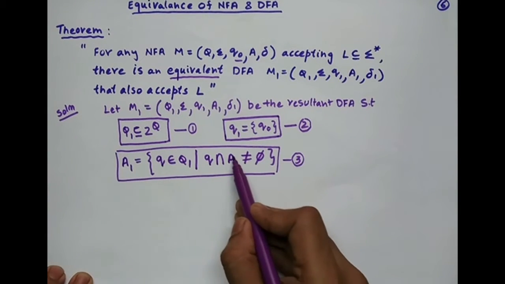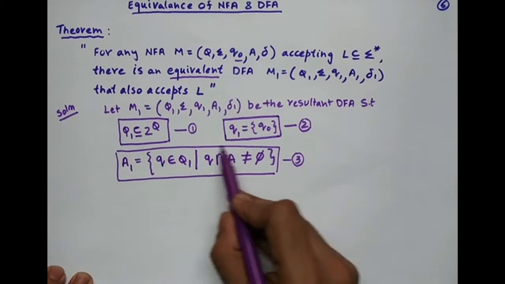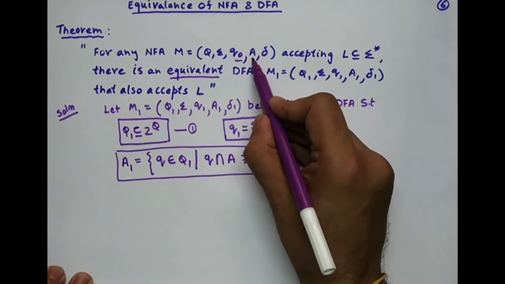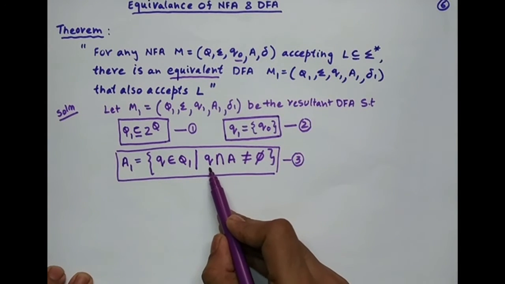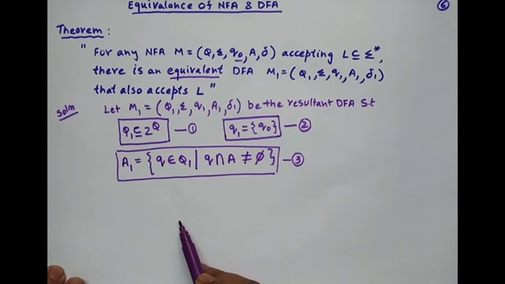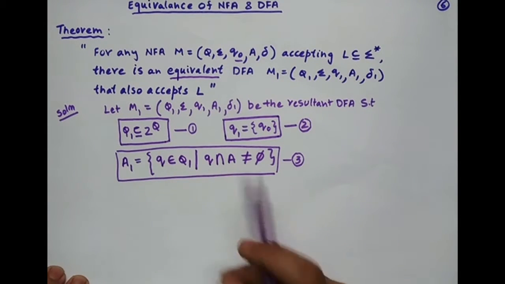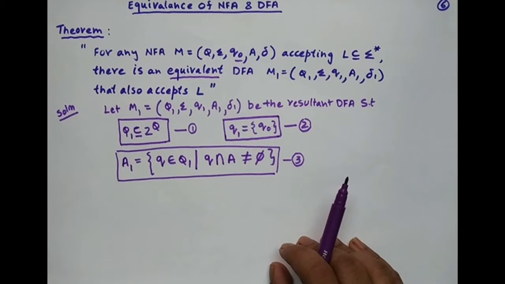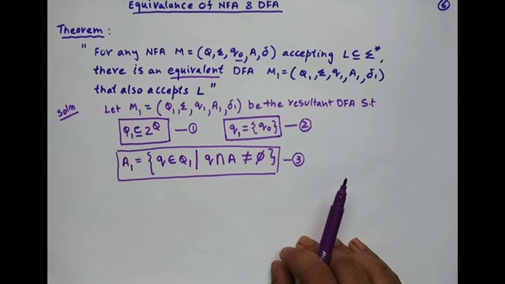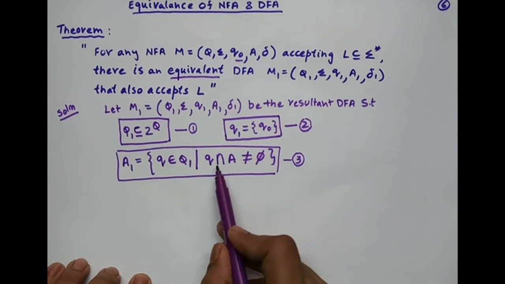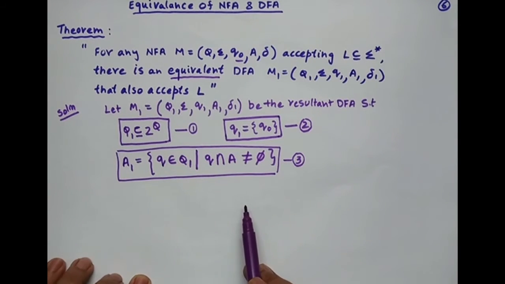That means there will be something common among the set of final states in NFA and each of the states in DFA. By writing this, I am saying that the set of final states in my DFA might have something in common with the set of states in the NFA. So they are not disjoint. That's the meaning of it.